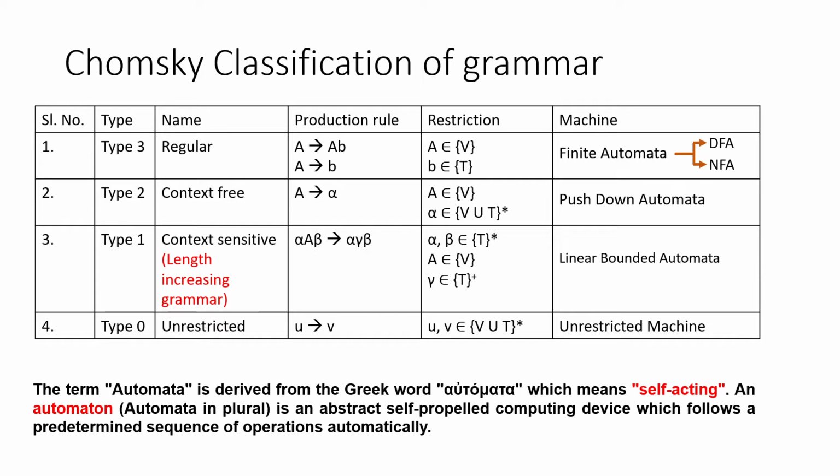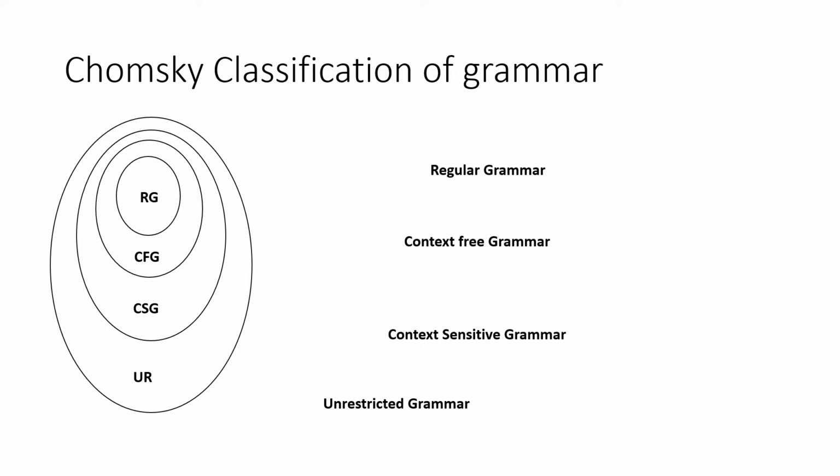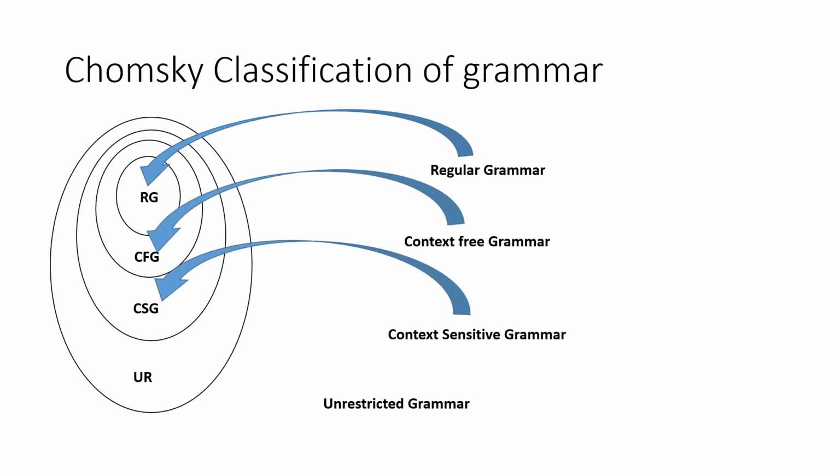So as we have decided last day that we will start from regular grammar, we will go through the grammar and the machine one by one. So let's start from the regular grammar. We also have seen in this particular architecture how the different types of grammars are related. Now let's start regular grammar from today.